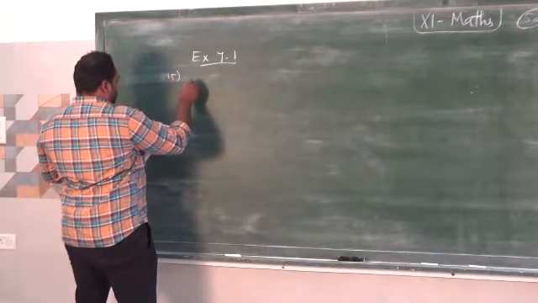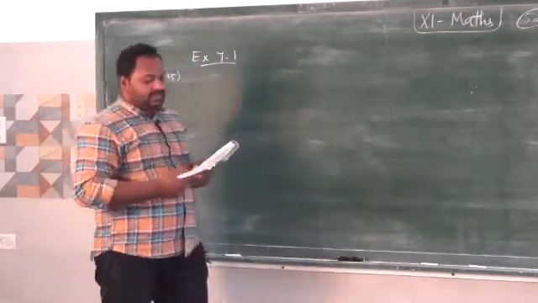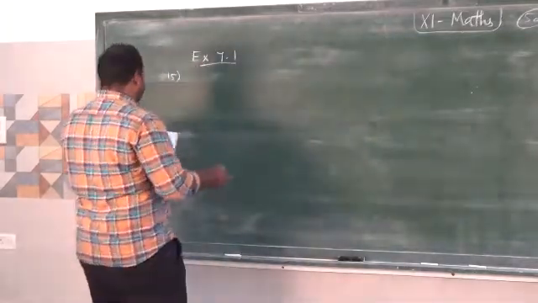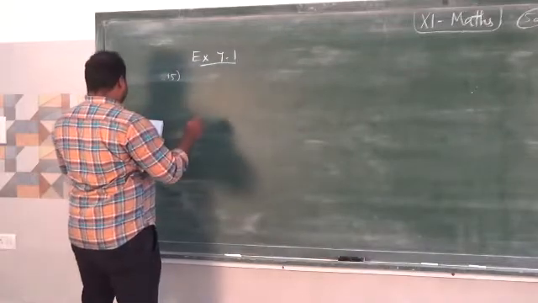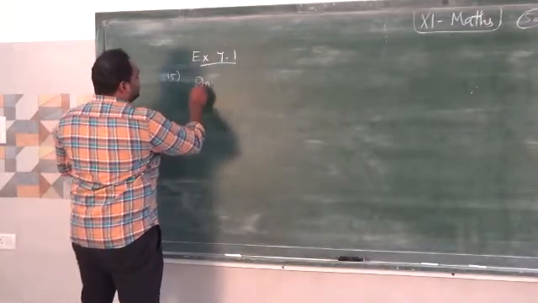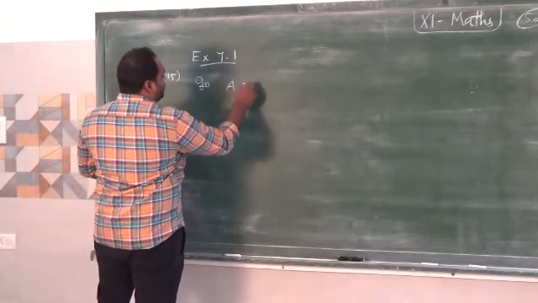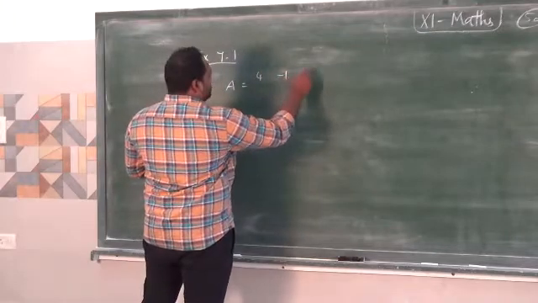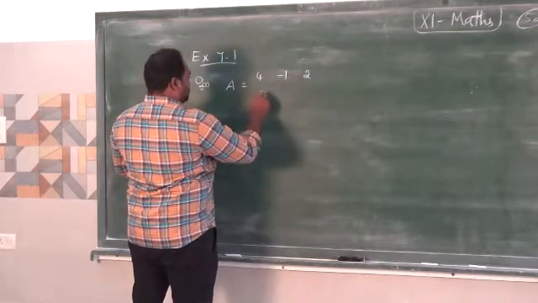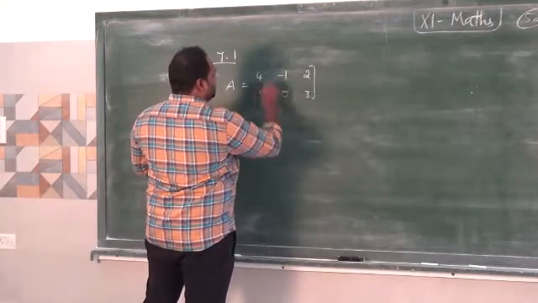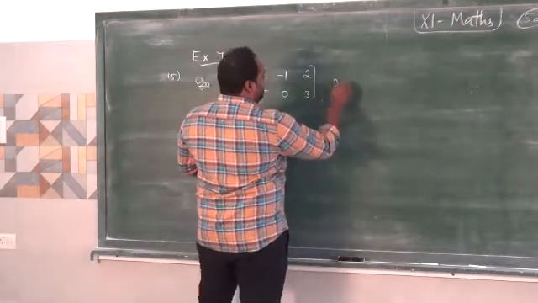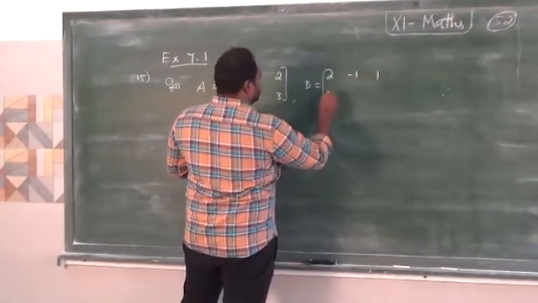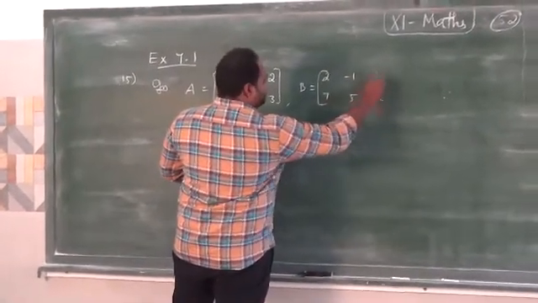Today we are going to see exercise 7.1 continuation, problem number 15. Here A transpose is given, and matrix B is given. They are asking to verify some equations. A transpose is given; I am going to convert it into A, that is 4, minus 1, 2, 5, 0, 3. So this is the A matrix, and the B matrix is 2, minus 1, 1, 7, 5, minus 2.